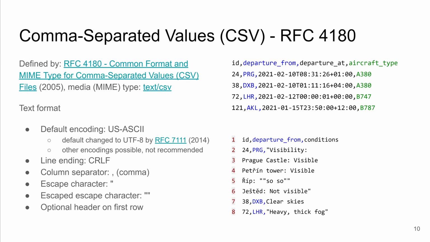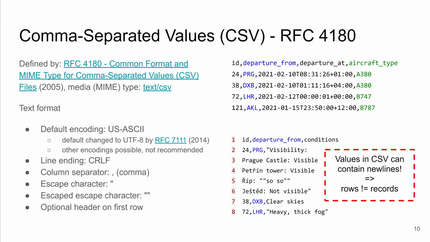The second example is a bit tricky because if we take a closer look, I intentionally added the line numbers here. It has 3 columns and how many records? Well, the first row starts with the ID 24, departure from PRG, and then conditions. And here the value contains the new line. So the value starts here and it ends on line 6. So this is still the first record. So actually this CSV contains 3 records and a header, and it actually spans 8 rows.